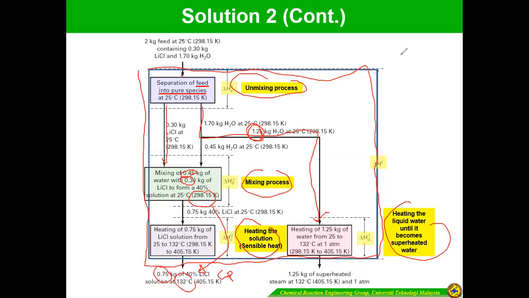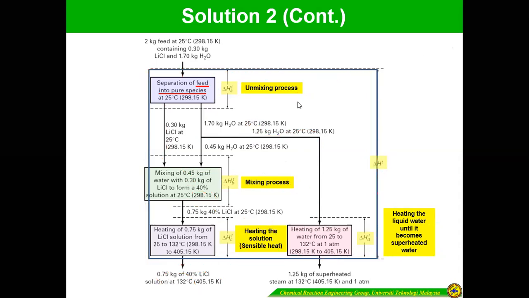Once you do the hypothetical path, you know the steps to calculate the enthalpy: HA unmixing, mixing, sensible heat, as well as superheated steam. So you can get the total delta H. This one is just from the steam table. This one is from sensible heat. This one you can use a diagram, the H-x diagram, or from page 457 as well as from appendix C4.